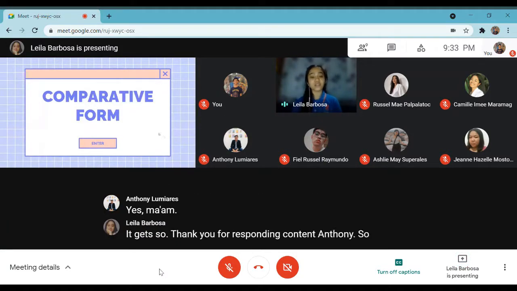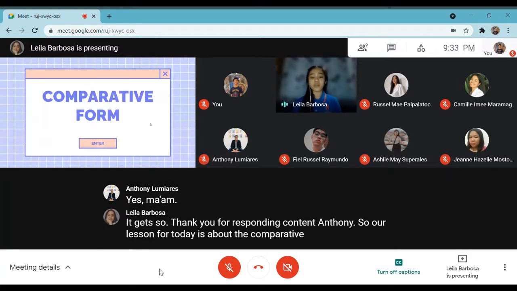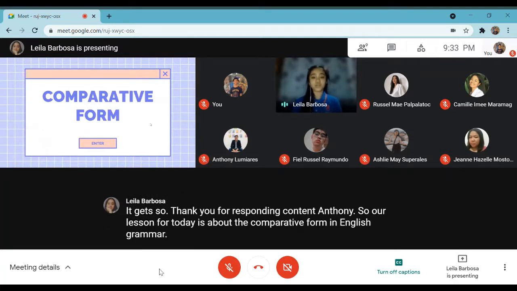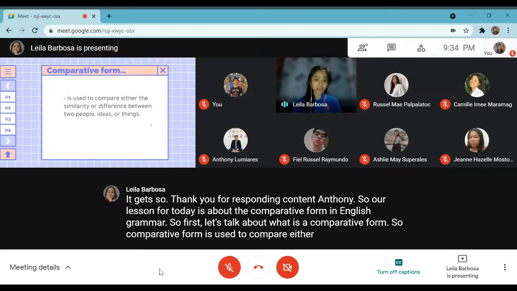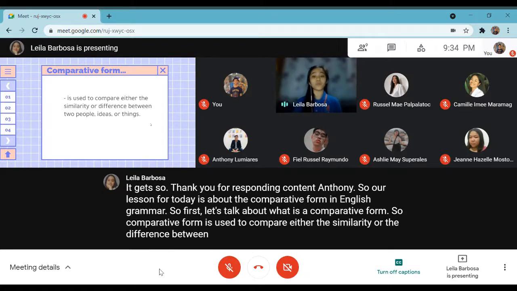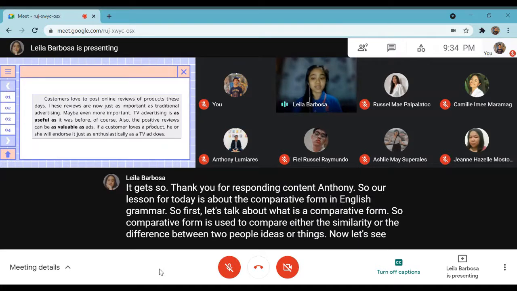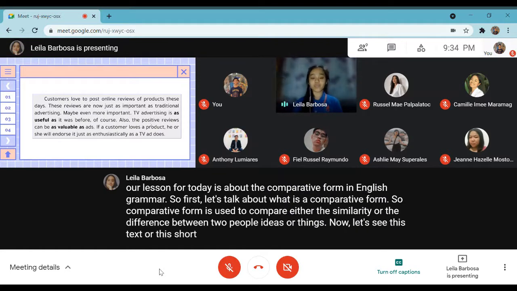Our lesson for today is about the comparative form in English grammar. First, let's talk about what a comparative form is. Comparative form is used to compare either the similarity or the difference between two people, ideas, or things. Now, let's look at this short passage. Anthony, can you please read the passage?